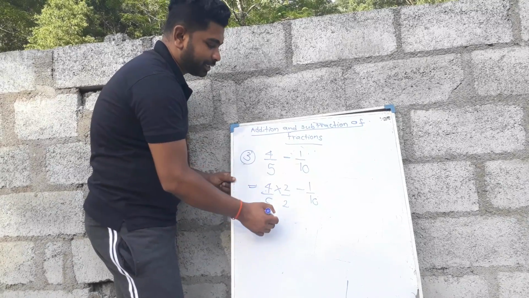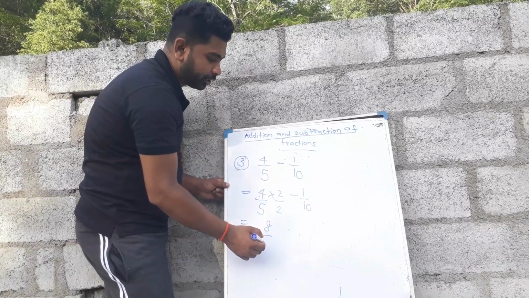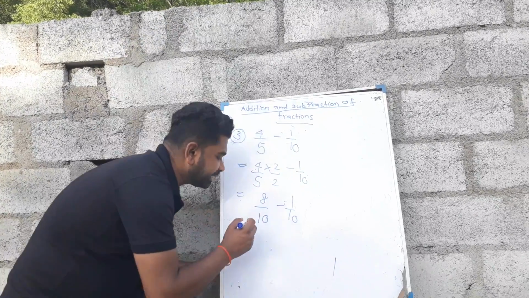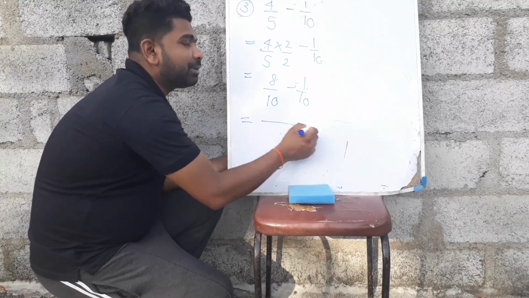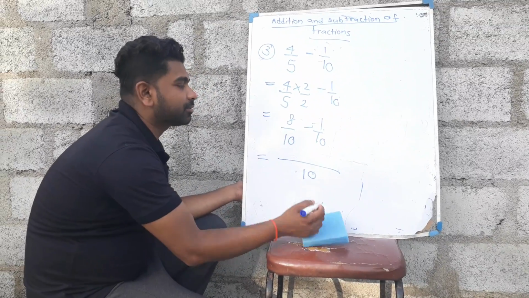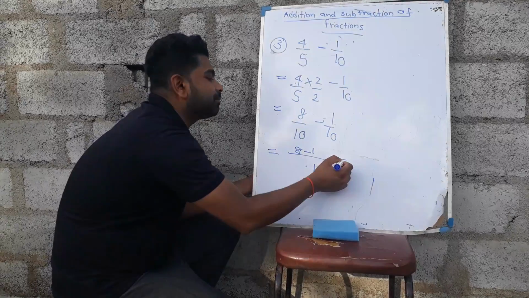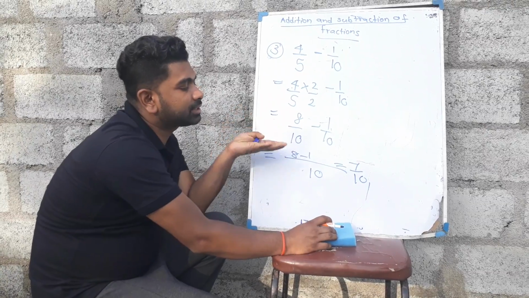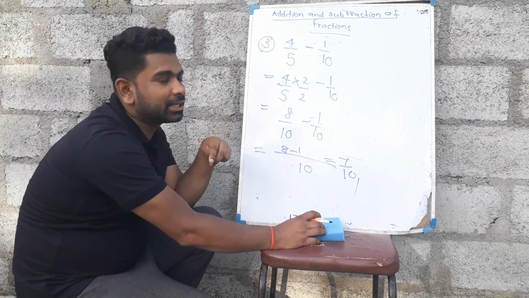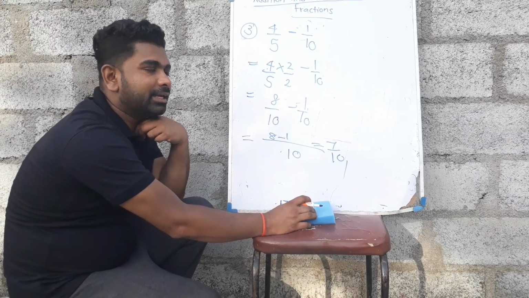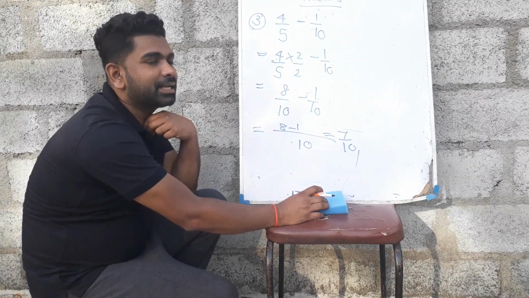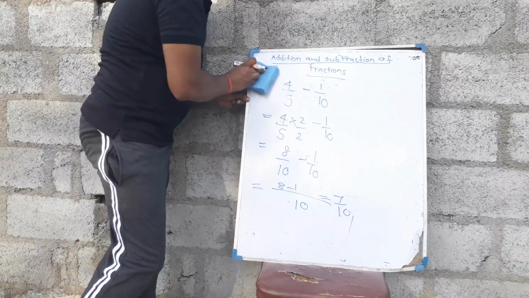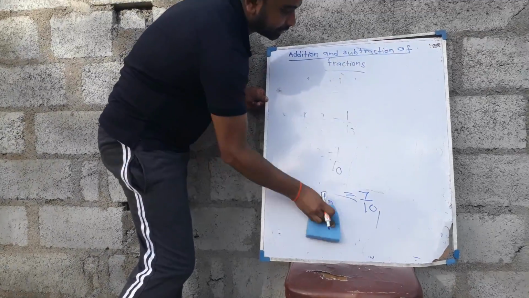Then 4 into 2 is 8, 5 into 2 is 10, and write this down. Then you can see the common denominator. It becomes the common denominator for the answer also. So 8 minus 1 is 7. So the answer is 7 tenths. There are no common factors. We can't simplify it. So this is the simplest way.